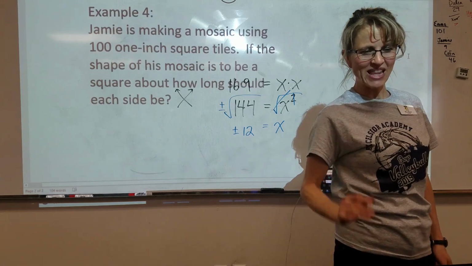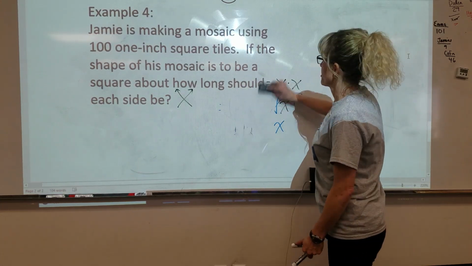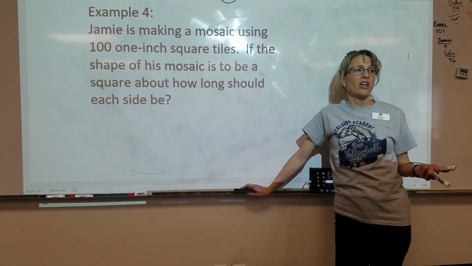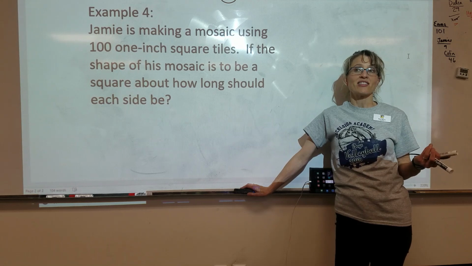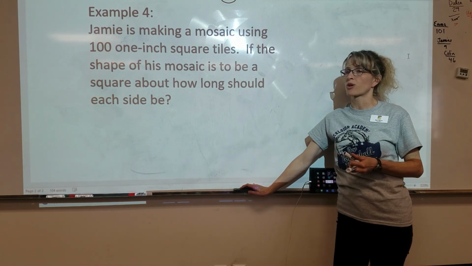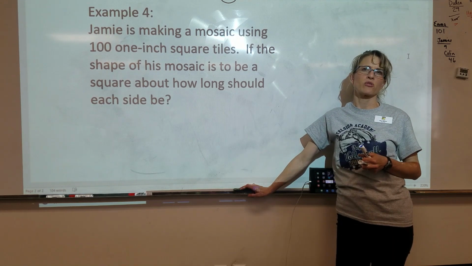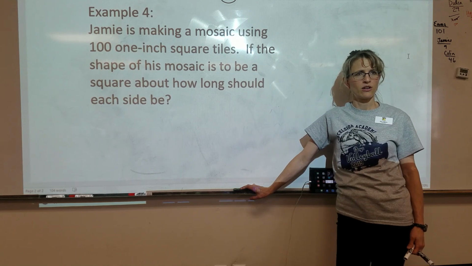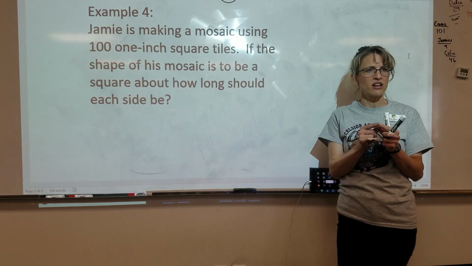Okay, good. Last one. Example 4. This is where we have to decide contextually if we have both answers, which answer makes sense. So Jamie's making a mosaic using 100 one-inch square tiles. You guys know what a mosaic is? Who knows what a mosaic is? Aubrey, what's a mosaic? It's an art piece of like tiles. Yeah, like a bunch of tiles, right?